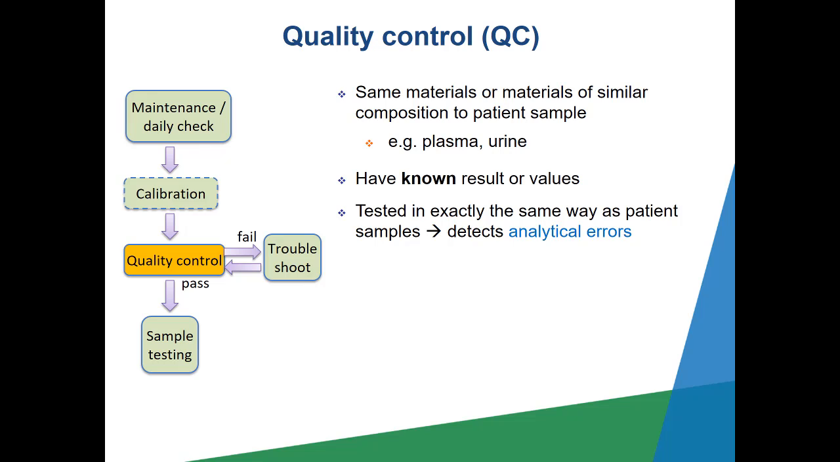After maintenance and daily check, we have to do quality control. Quality control is material that is the same or similar to the composition of the patient sample, for example, plasma or urine. And this quality control has known results or values. So we can test it in exactly the same way as the patient samples, and it can detect the analytical error of the analyzer.